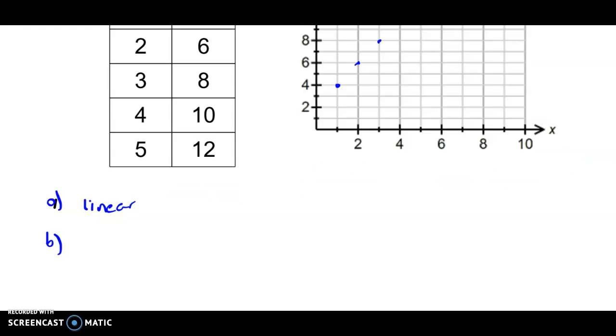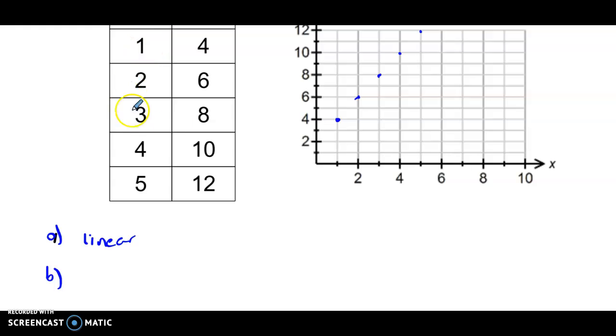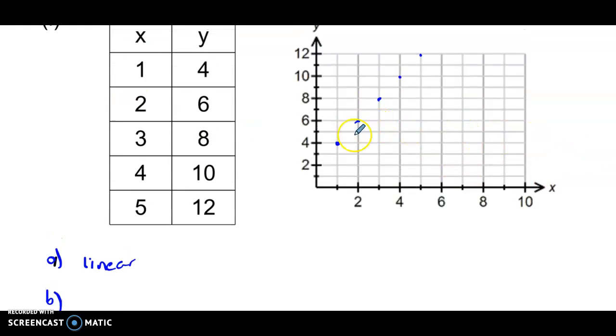Our description goes back to the same sentence every time. I look in my table or I look on my graph. As the x values increase by 1 each time, all of these add 1. 1 plus 1 is 2, 2 plus 1 is 3, and so on. This is a consistent increment. We're looking for the same on this side now. Between 4 and 6, that's an increment of 2, an increment of positive 2, positive 2, positive 2 each time. This increment is the same.